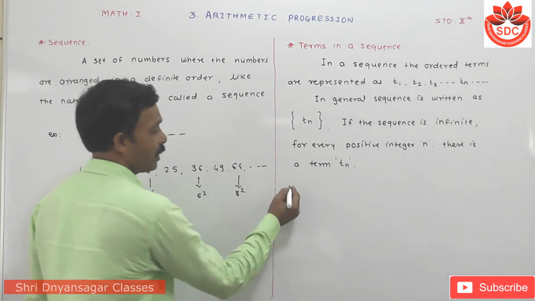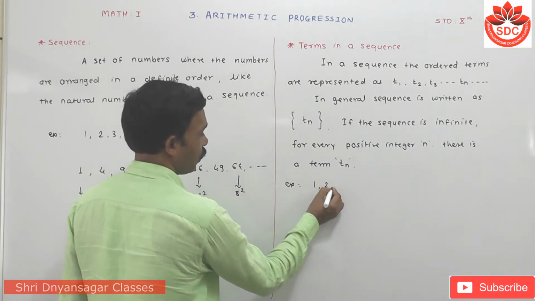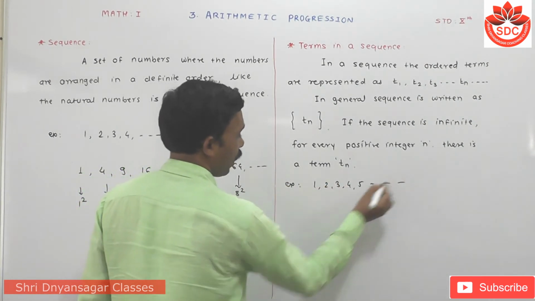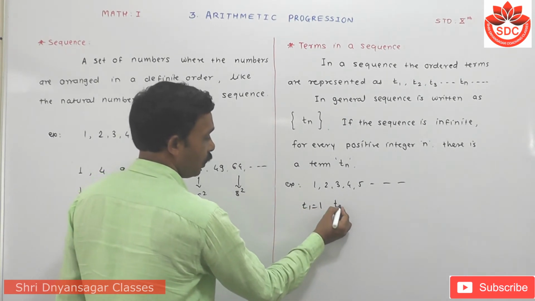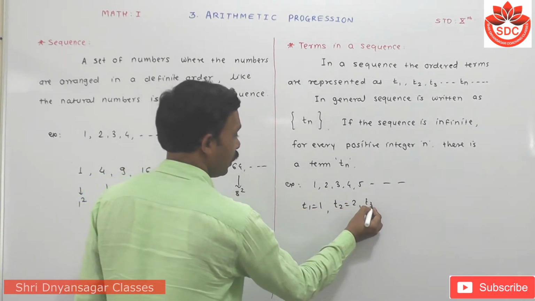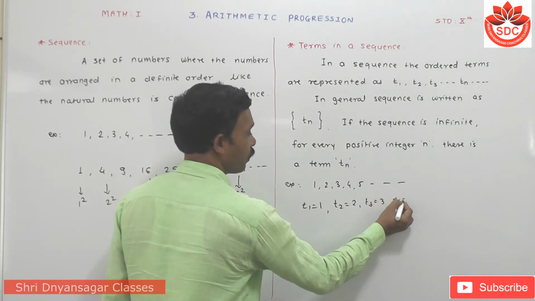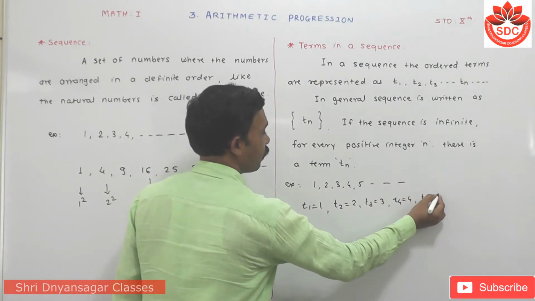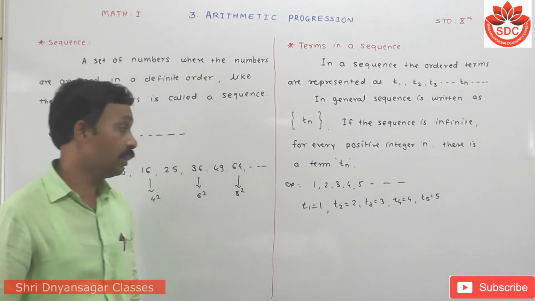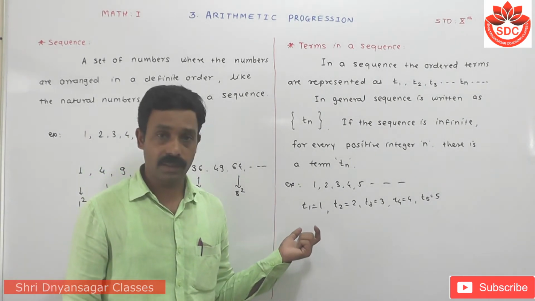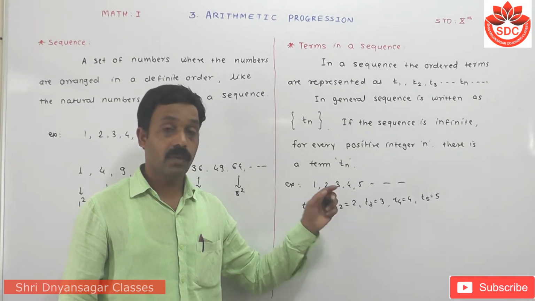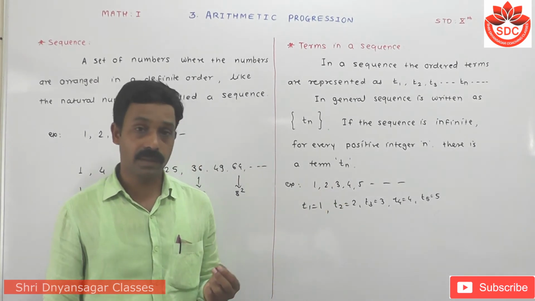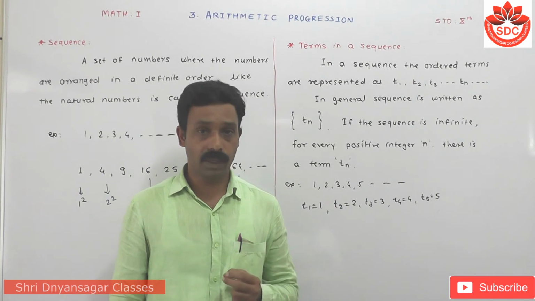For example, if you take 1, 2, 3, 4, 5, etc., then T1, the first term, is 1, T2 is 2, T3 is 3, T4 is 4 and T5 is 5. Similarly, we can write the terms of any sequence. There is a definite order and rule in this also. Now we take other examples to discuss arithmetic progression.